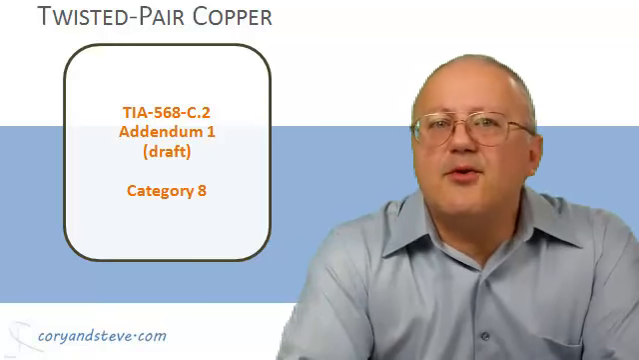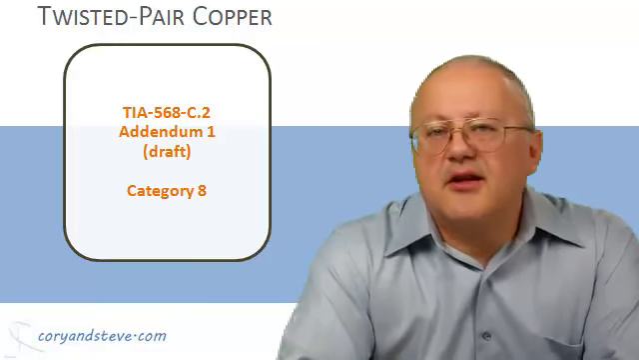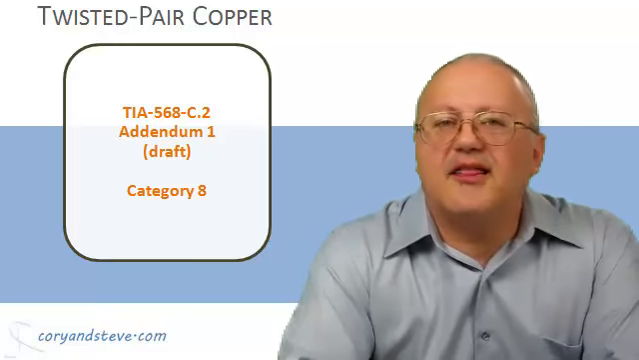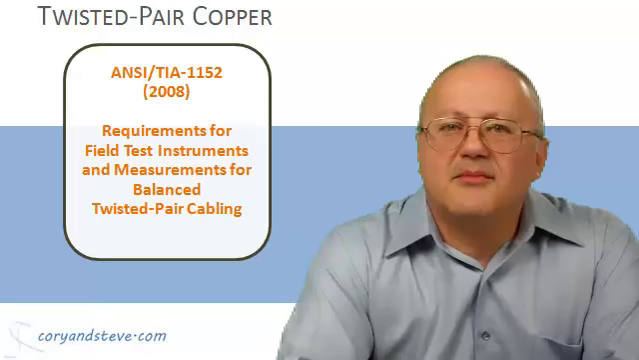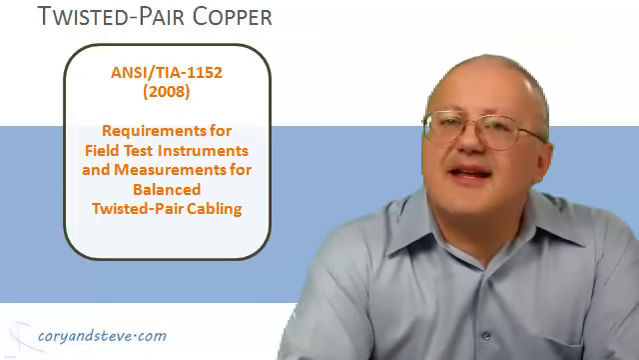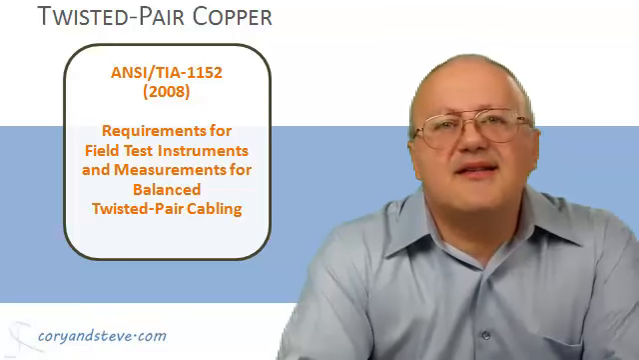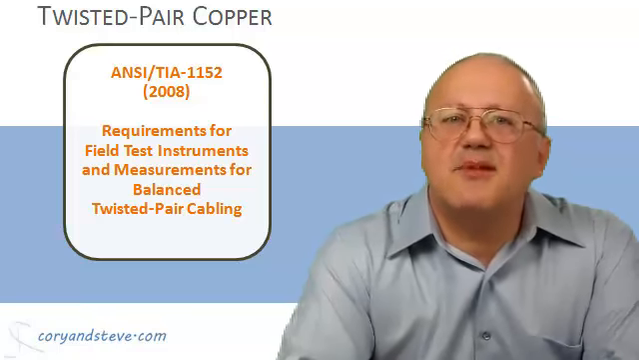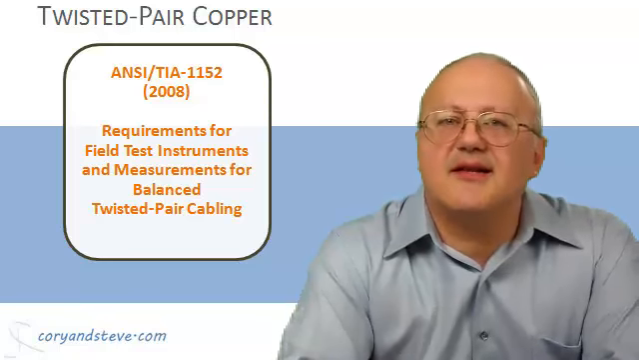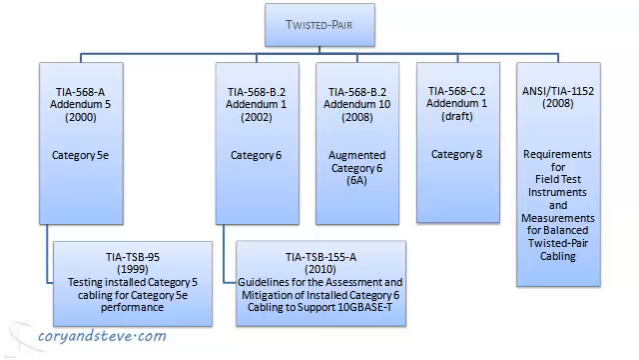Oh, and please don't ask about Category 7. Let's just say that 7 is not a lucky number at the TIA, and leave it at that. Finishing things off is a document aimed at copper test set manufacturers to obtain consistency in the same way TSB 4979 is being developed for optical fiber test sets. And here's the summary slide for all things twisted pair.